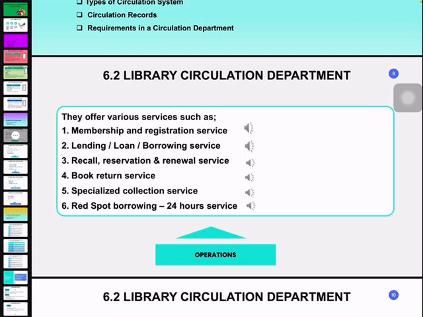They also handle lending, loan and borrowing service, as you know. Record, reservation and renewal service. Ini pun berkaitan dengan lending and borrowing, so they also handle this. Book return service, specialized collection service.